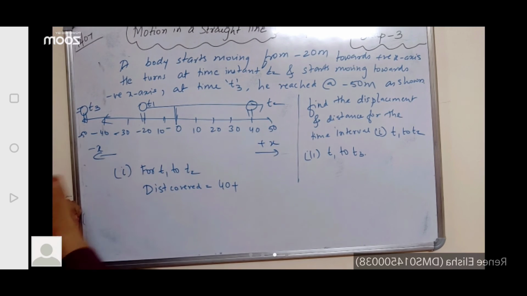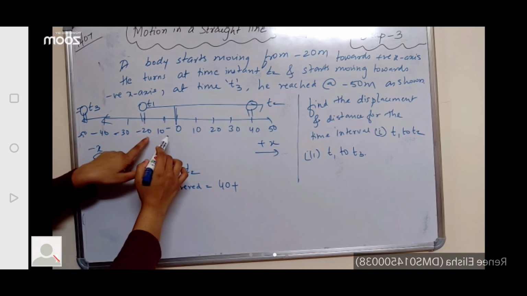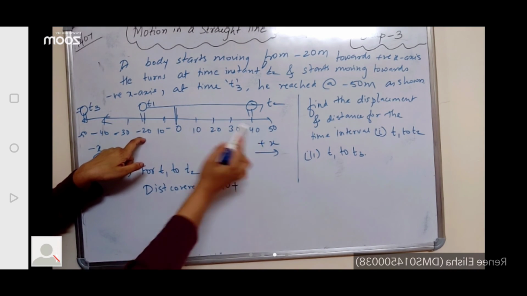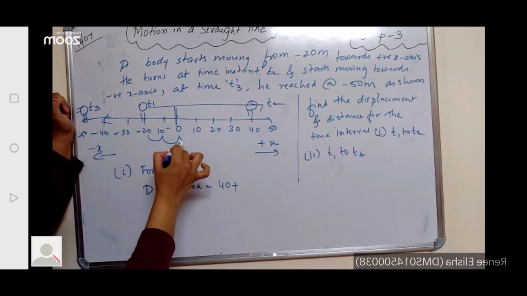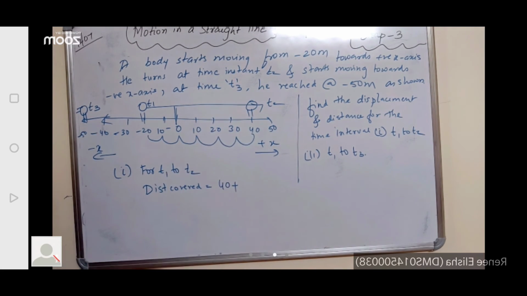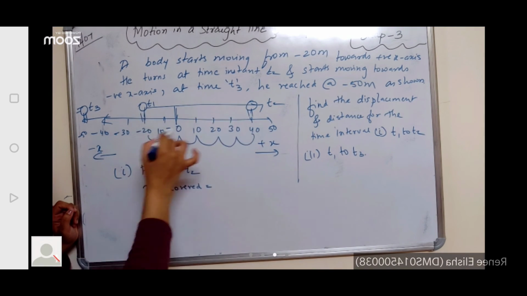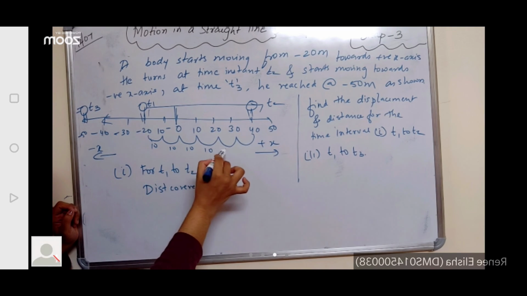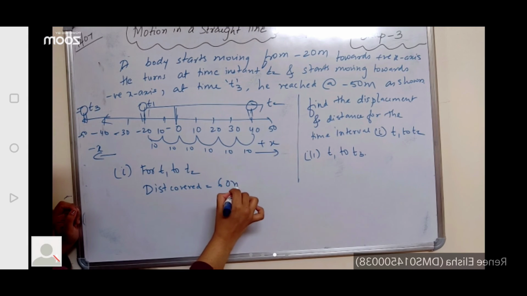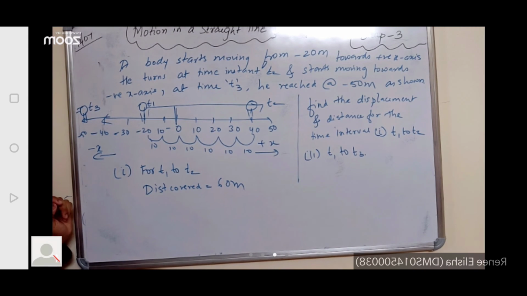Now again he goes back. So it is again 10, 20, 30, 40, 50, 60. Very good. So therefore, can we take it as 60 meters? Yes, children? Yes, because this is T1, this is T2. So from T1 to T2 is covering 10, 20, 30, 40, 50, 60. 60 meters. Now, next thing is for T1 to T3.